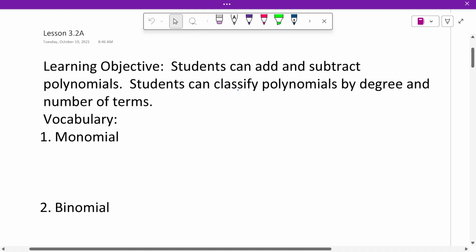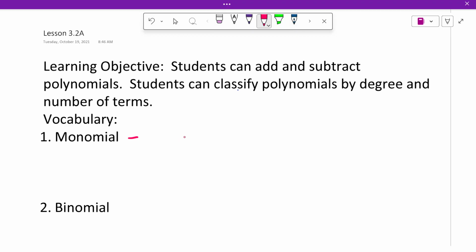Okay, today we're going to add and subtract. Okay? Sounds pretty easy. Hopefully it is easy. Add and subtract today. A monomial. Mono means one. It's a polynomial with one term.